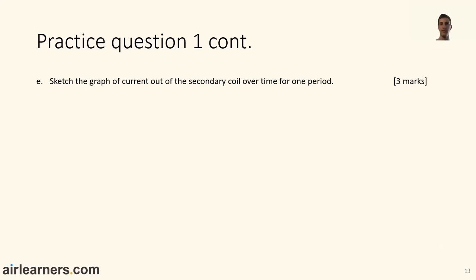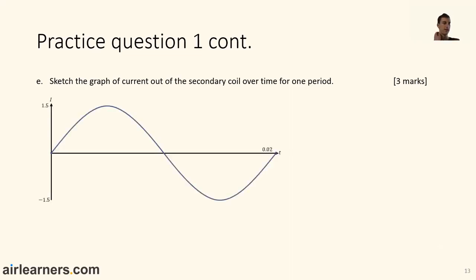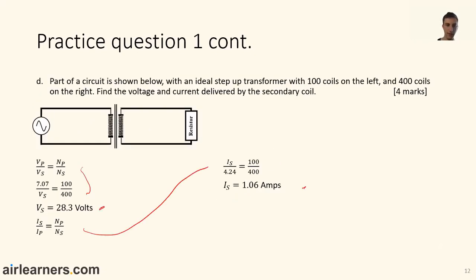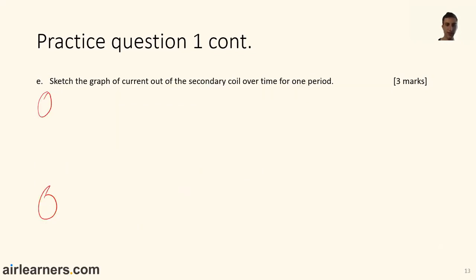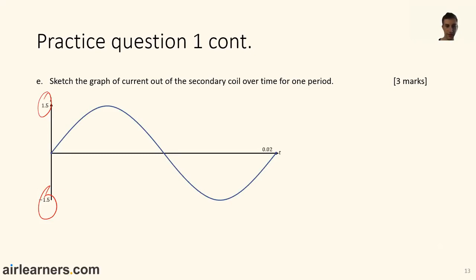All right, hopefully you've had a solid attempt at this question. Let's go through the answer. So here I have everything that we need to answer the question. I have labeled my peak currents, so obviously plus or minus the same value. And the way that we get that 1.5 is we have to go back here, multiply 1.06 by the square root of 2 and you get 1.5.